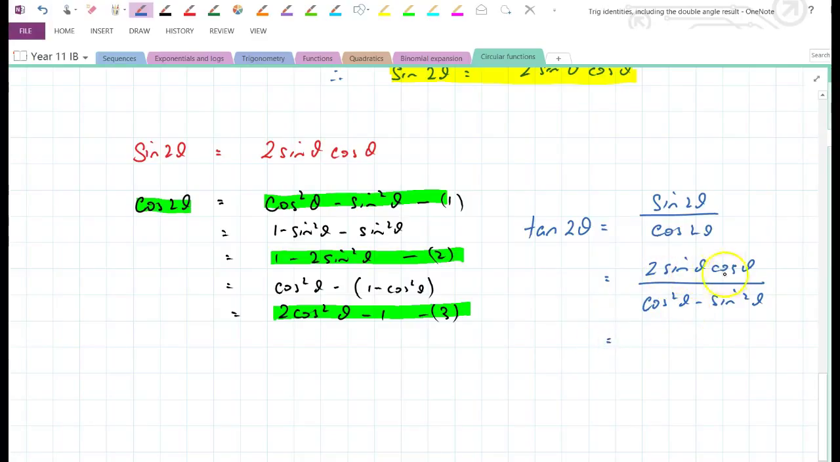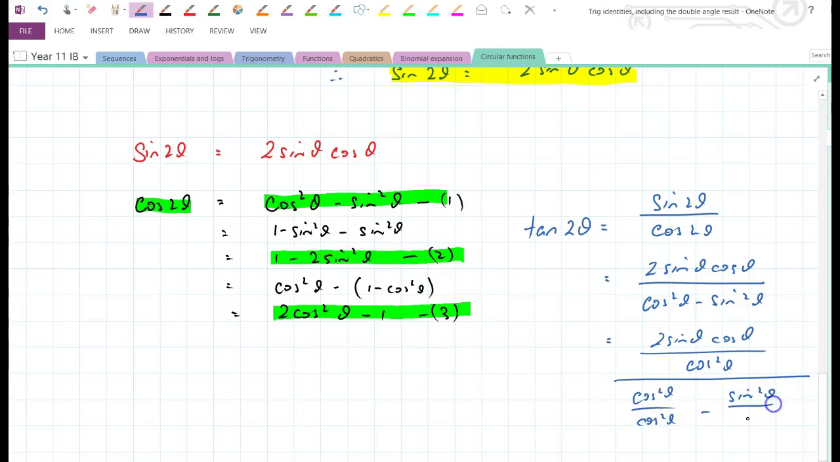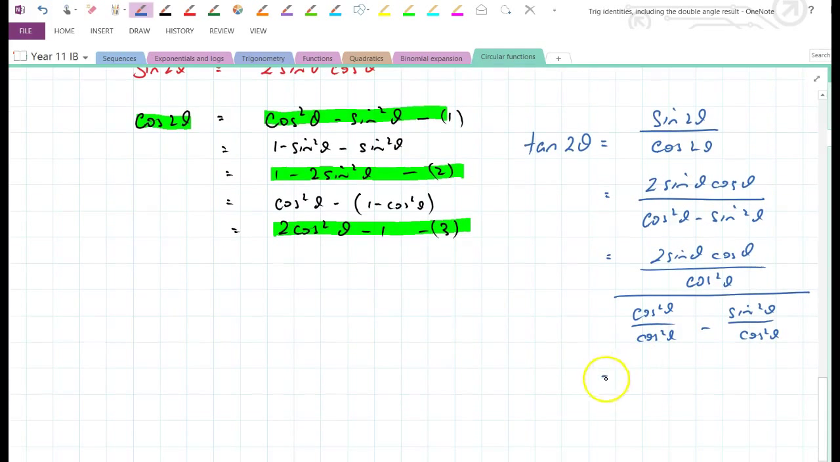2 sine theta cos theta divided by cos squared theta will give us 2 tan theta. I'll show you why that's the case. I'm going to divide that by cos squared theta. Now the bigger fraction is cos squared theta over cos squared theta. I'm dividing through by cos squared theta. Remember, every term. This is a perfectly legitimate thing to do.